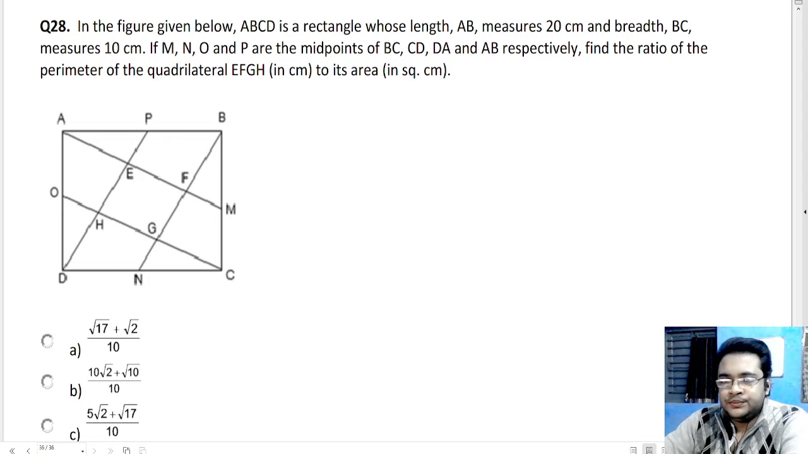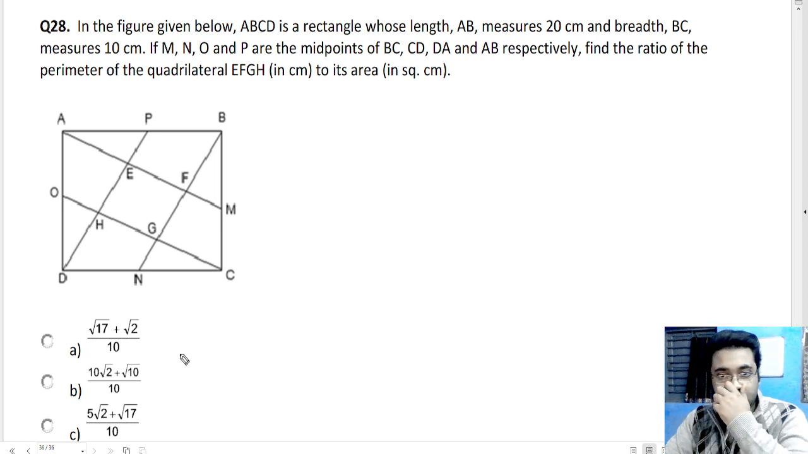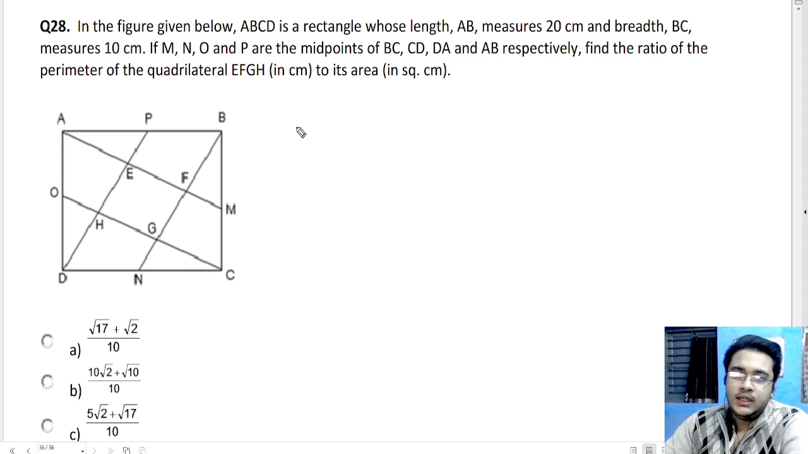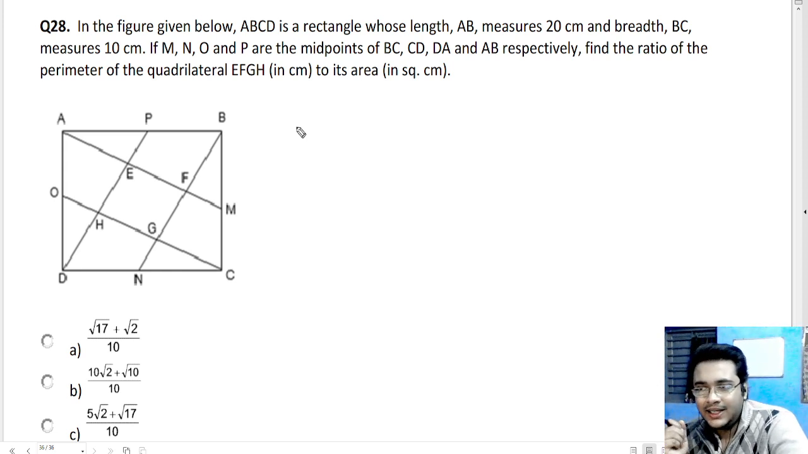Okay, so we're looking into this question. Fantastic question, MCAT 1700. It takes too many ideas into consideration. I hope this video will not go too long. Let's see. It talks about a rectangle ABCD and lengths are given. AB is equal to 20, BC is equal to 10. Midpoints M and N, and P, are on the sides BC, CD, everything written.